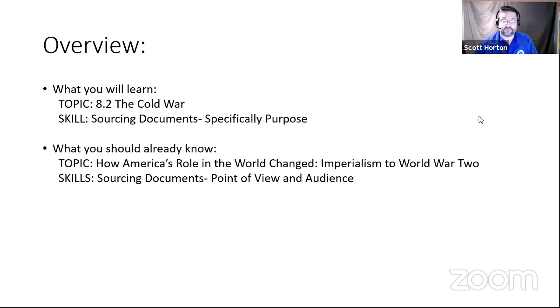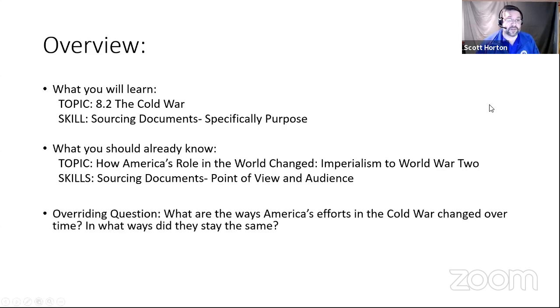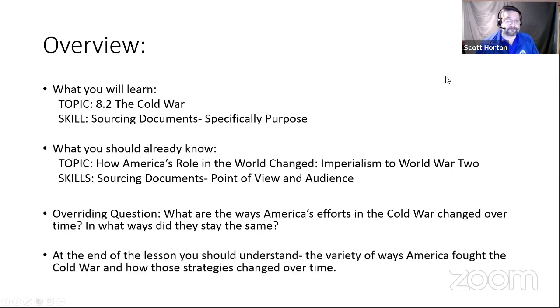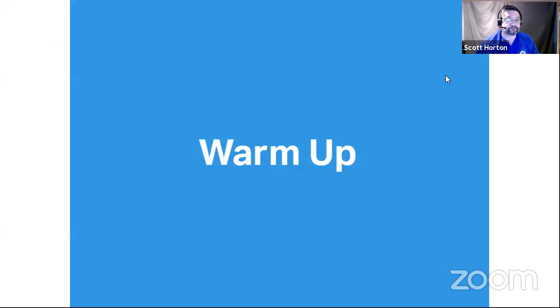We'll talk about that role of the United States in that period. And then sourcing, of course, these are things that you've done before, probably point of view especially, I would guess would be something that you spend a lot of time talking about. So our overriding question: what are the ways America's efforts in the Cold War changed over time, and in what ways did they stay the same? So we're thinking about that CCOT, historical reasoning process, as we go through what we're going to talk about today. And at the end of the lesson, you should understand the variety of ways the U.S. fought the Cold War. There are several answers to that question.